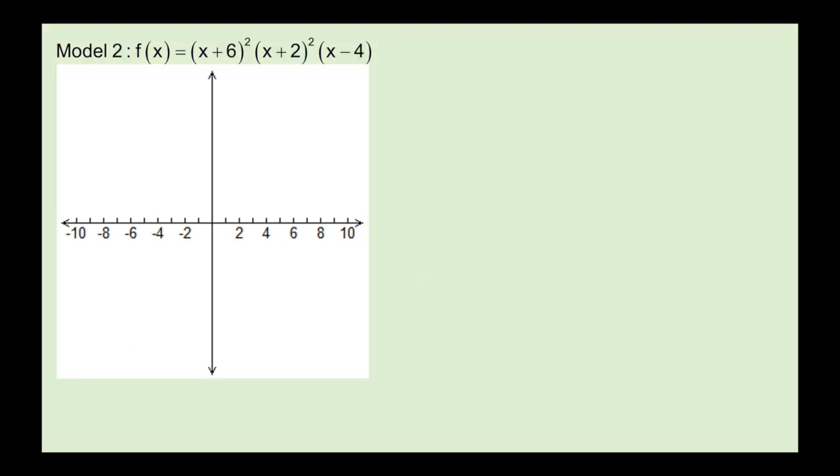So here's another example. Again, we're going to find the zeros and we're going to graph them. So when we set x plus 6 equal to 0, we're going to get -6, and that is going to be a double root. When we set x plus 2 equal to 0, we get -2, which is also a double root. We set x minus 4 equal to 0, we get +4.